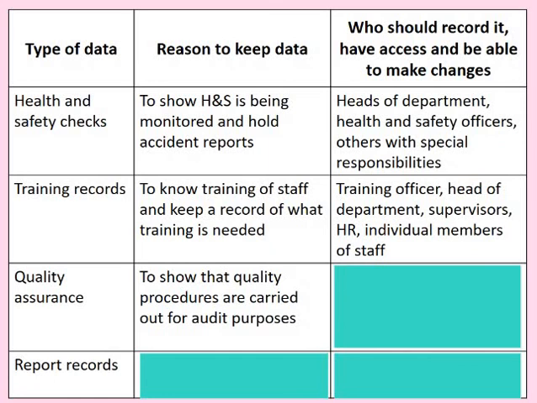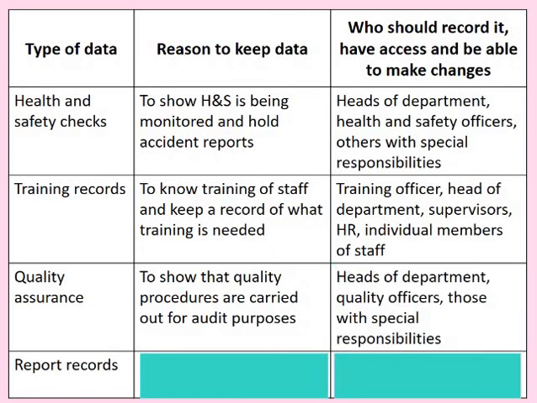Quality assurance is to show that quality procedures are being carried out for audit purposes. So if a lab is saying that they are doing some sort of test, so let's say they were doing tissue sampling to check for cancer cells, there needs to be some way of making sure that they are doing this correctly, whether that's someone coming in to do inspections or them receiving more training. But that sort of information should be kept by heads of departments, quality officers and anyone with special responsibilities.